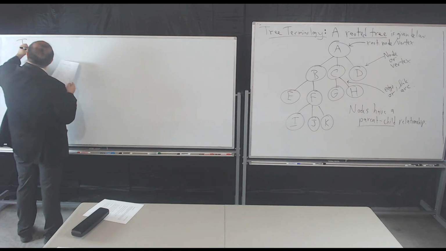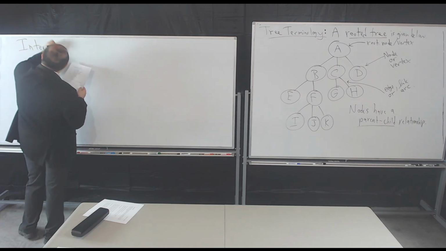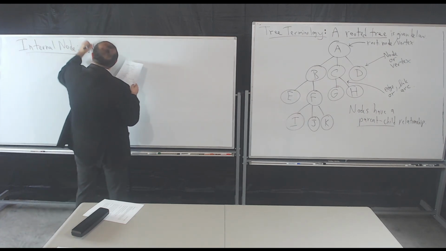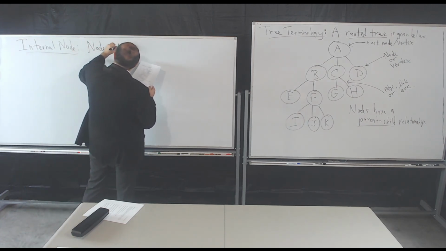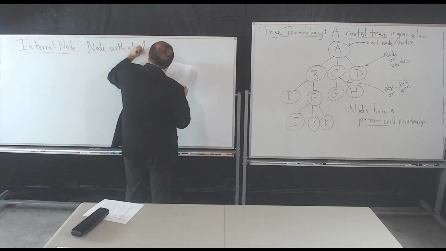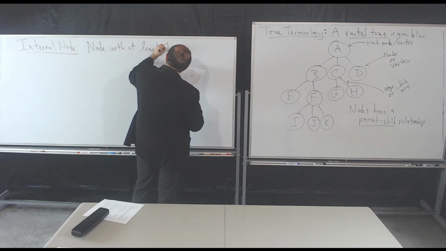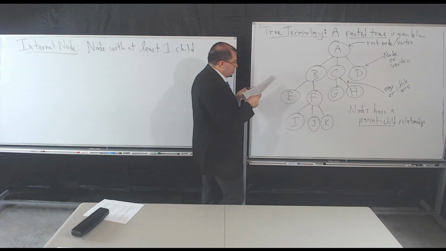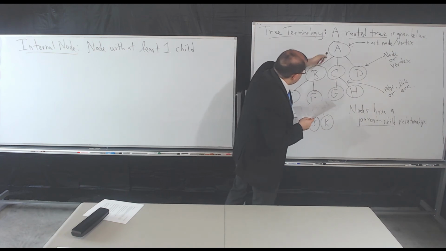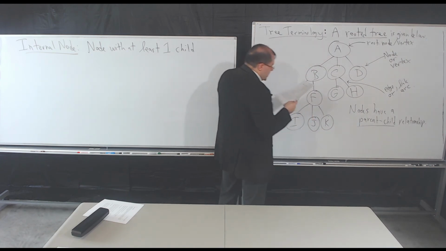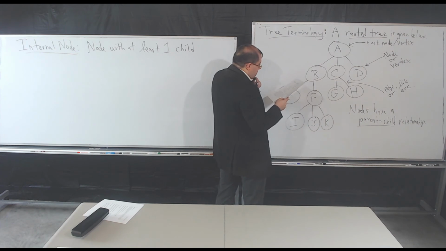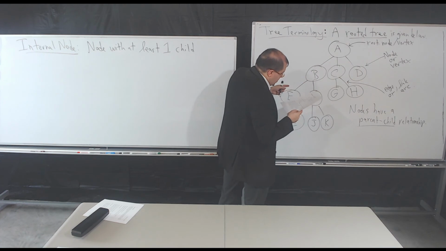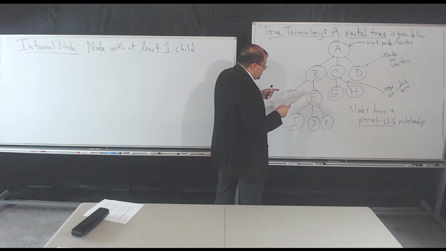So I'm going to define what an internal node is. An internal node is simply a node with at least one child. Can somebody point out to me an internal node here? Is A an internal node? Yes, because it has 3 children. How about B? B is? C is? D isn't because it has no children.